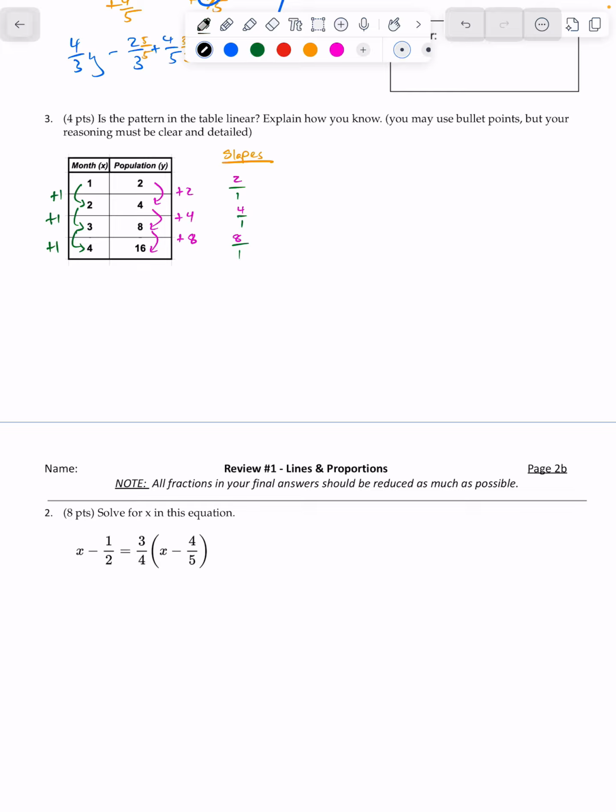So since they're all different slopes, not a consistent slope, so it's not linear.